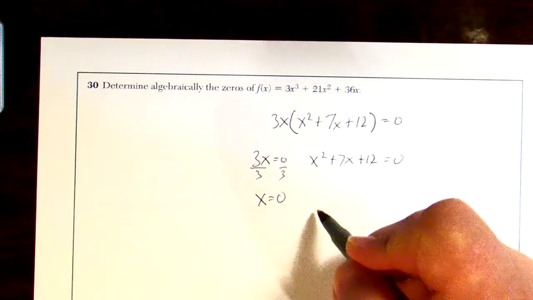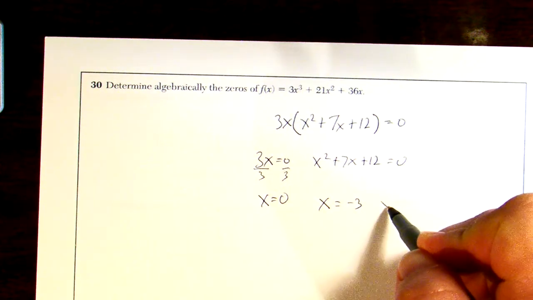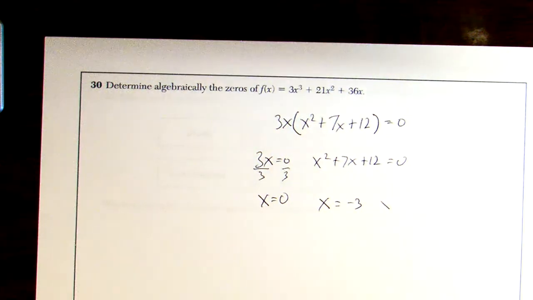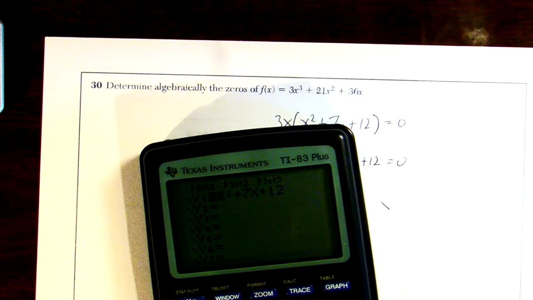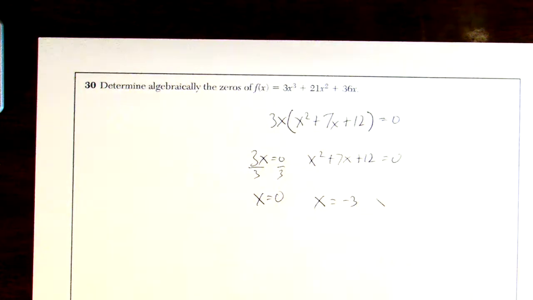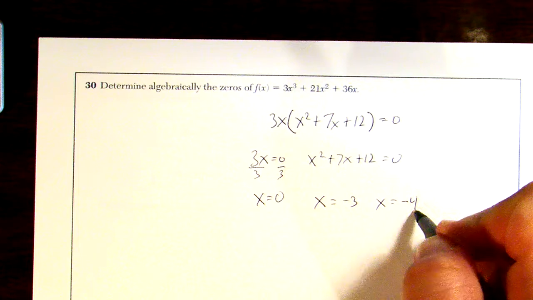So I know this is going to be negative 3 and a... I think I typed it in wrong. Let me take a look here. x squared plus 7x. No, I'm right. Okay, so x equals negative 4.